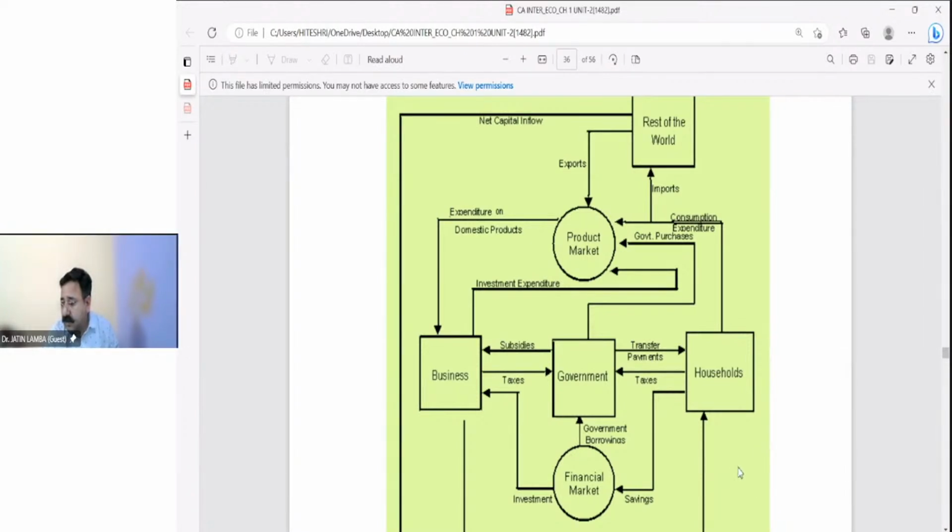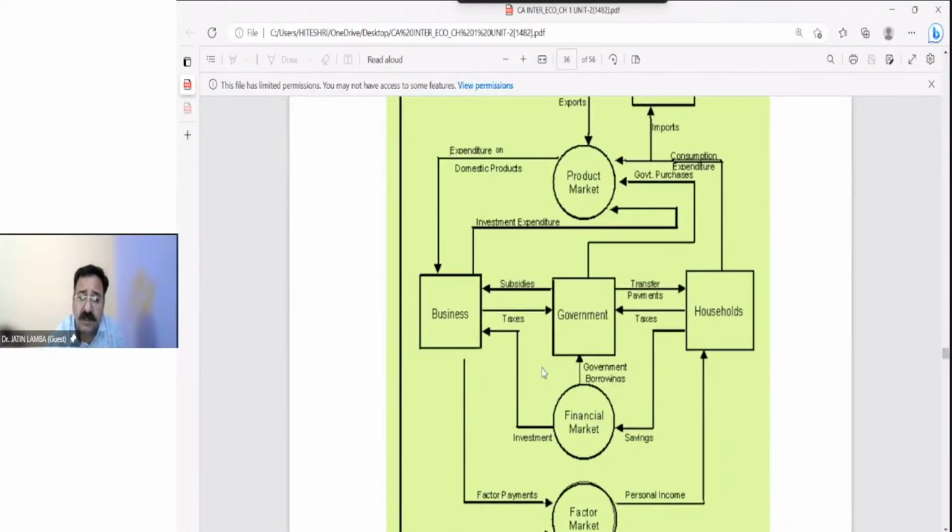So Jaspreet, is it clear? Geet, is it clear, beta, that net capital inflow and net factor income from abroad are two different things? Mohammed is asking, sir, why is there not any factor services given by household to business? Factor services are given by household to business, beta.